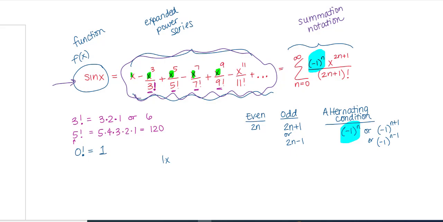That's an alternating condition because if my exponent is odd, then negative 1 to the odd would be negative. If it's even, negative 1 to an even number, like negative 1 quantity squared, negative 1 to the fourth, etc., would be positive. So that's going to make this alternate, and I can see that here in my expanded power series. My first term is positive, negative, positive, negative, positive, negative, and it will continue to alternate. So that's what that alternating condition looks like. Let's take a look at this graphically to see what we're looking at.